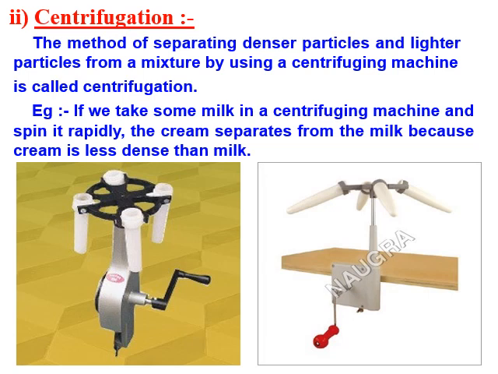Centrifugation. It is the method of separating denser particles and lighter particles from a mixture by using a centrifuging machine. Example is very simple. If we take some milk in a centrifuging machine and spin it rapidly, the cream separates from the milk because the cream is less dense than the milk. This is a very common example you might have seen in the house for making ghee out of milk.